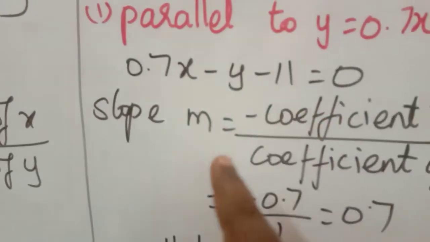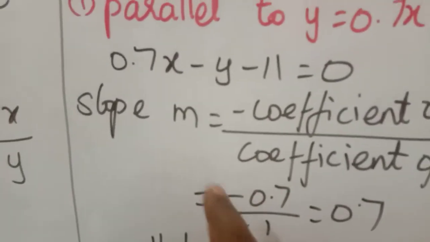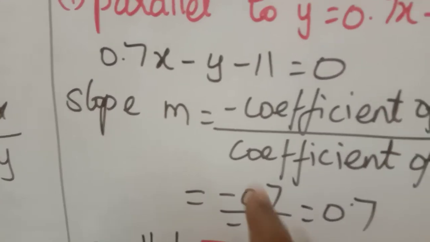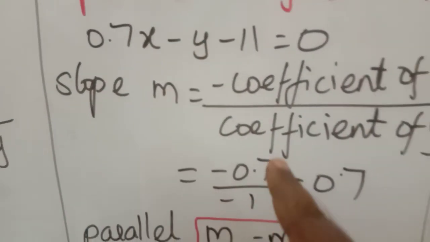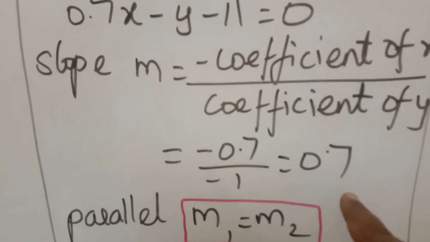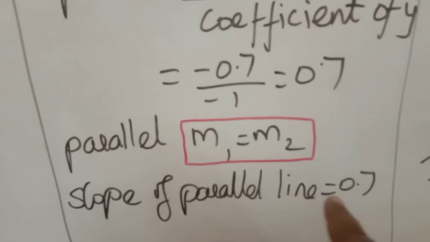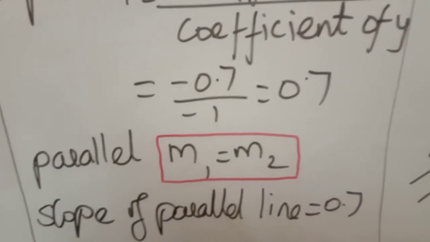Okay, so first find the slope of the first line. Equation is given. So slope m is equal to minus coefficient of x by coefficient of y. So minus 0.7 by coefficient of y, which is minus 1. So minus 0.7 by minus 1 is equal to 0.7. Parallel is given. So slope of the parallel line, the same slope we have to write.